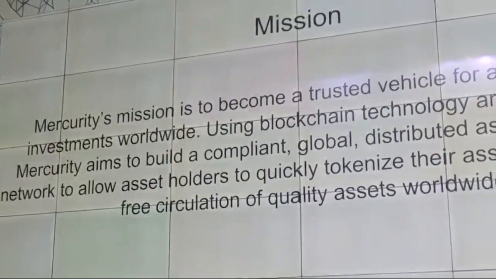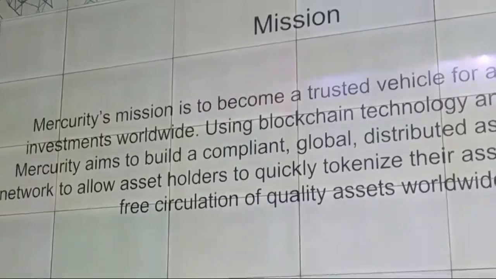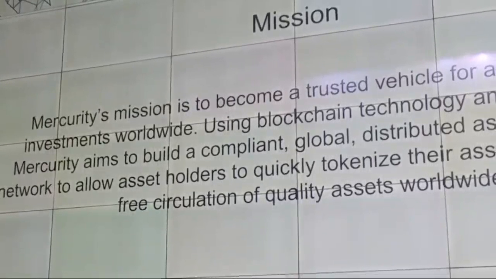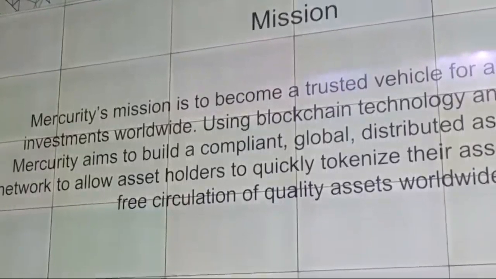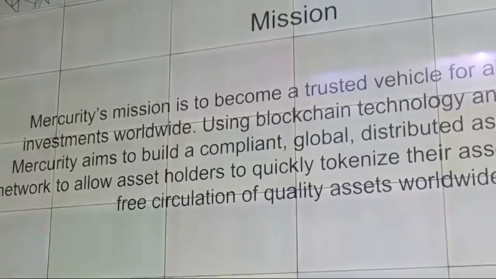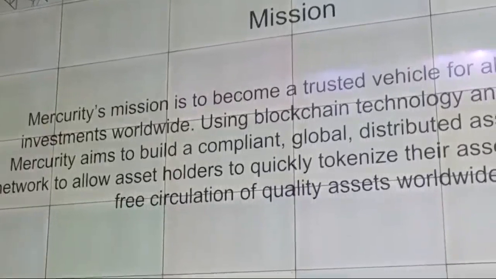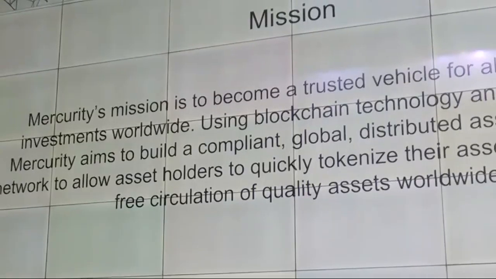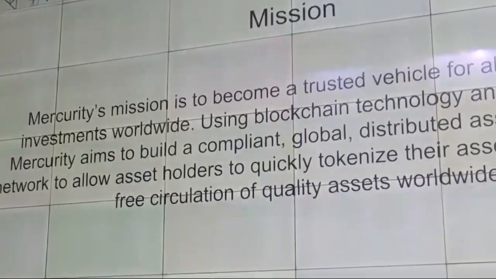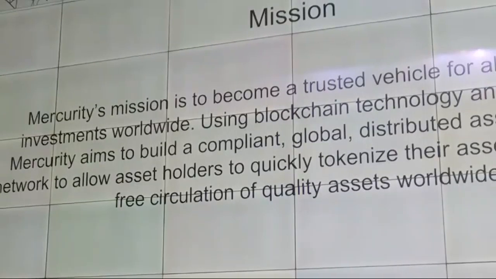So going back to our mission statement. Mercurity's mission is to become a trusted vehicle for all issuers and investments worldwide. Using blockchain technology and tokenomics, Mercurity aims to build a compliant, global, distributed asset tokenization network to allow asset holders to quickly tokenize their assets, promoting the free circulation of quality assets worldwide. So what does that mean for you, participants, an investor?